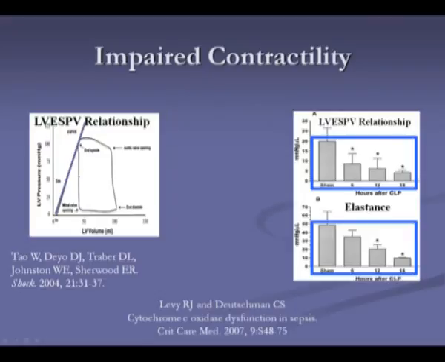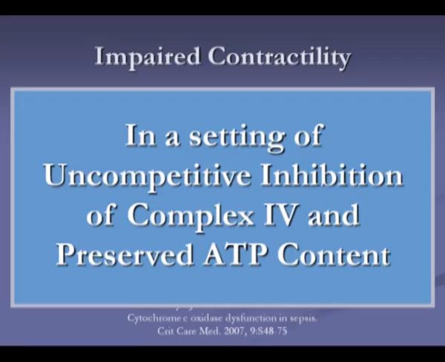And when you actually quantify this stuff, and we've done this indirectly with cardiac catheters and with some echo, what you can see is that the left ventricular end diastolic pressure volume relationship decreases over time as the sepsis becomes more profound. And this happens in the setting of uncompetitive inhibition of complex 4 and preserved ATP content. So it's impaired contractility, but it looks like it's happening so that ATP doesn't get used up.